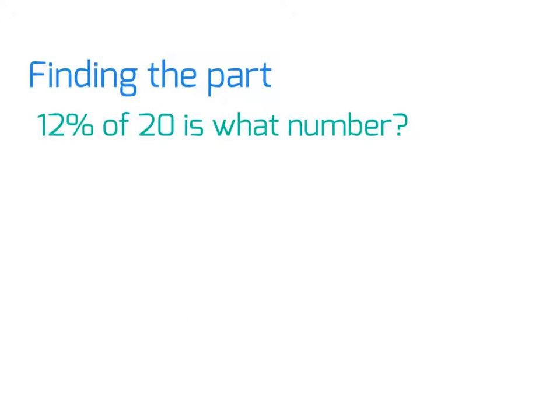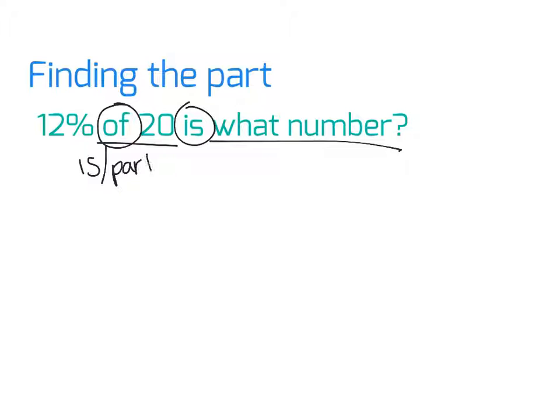For the first example, let's look at finding the part. So I'm going to go through actually 3 ways to solve this problem. The first one that I'm going to do is a proportion. So if I have 12% of 20 is what number? So of 20 is what number? And then 12%. So if I think of how I set up my proportion, I know it's is, or my part over of, which is going to represent my whole, is equal to the percent over 100.